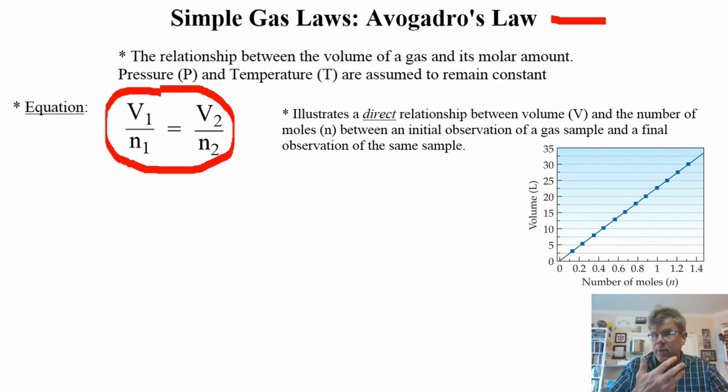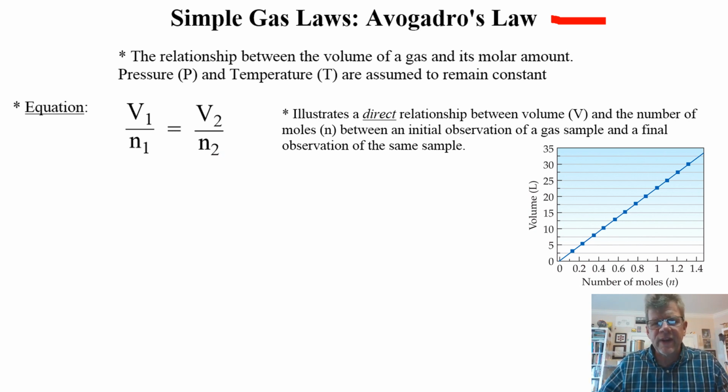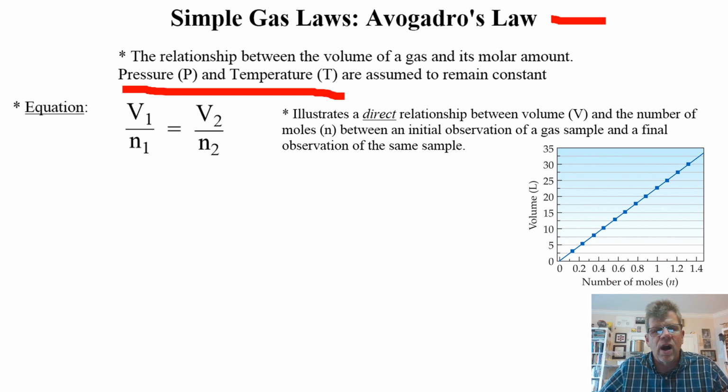If we're talking about number of moles in a problem, chances are it could be Avogadro's law. So volume and number of moles are directly proportional, meaning one goes up, the other goes up. One goes down, the other goes down. That makes sense. If I have fewer moles of my sample, it's going to have less volume. And importantly, in this case, both pressure and temperature are assumed to remain constant.